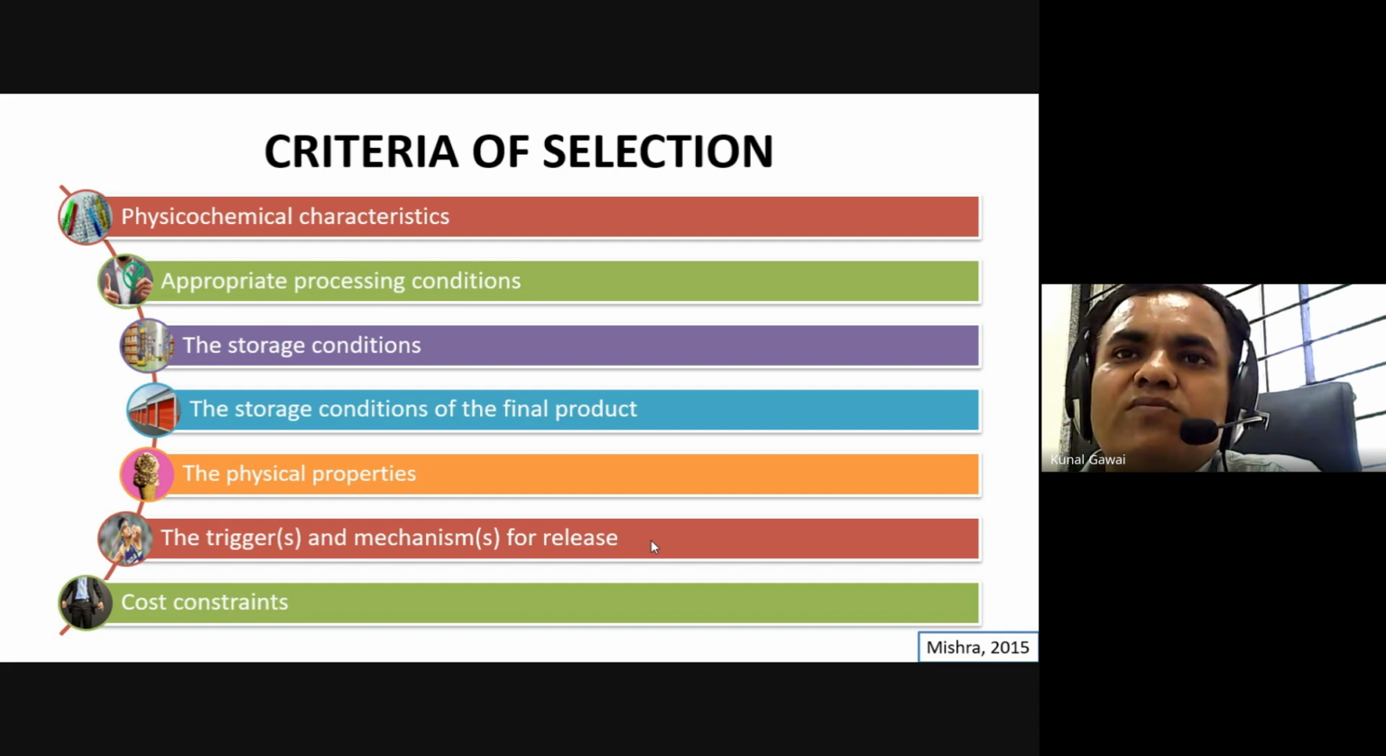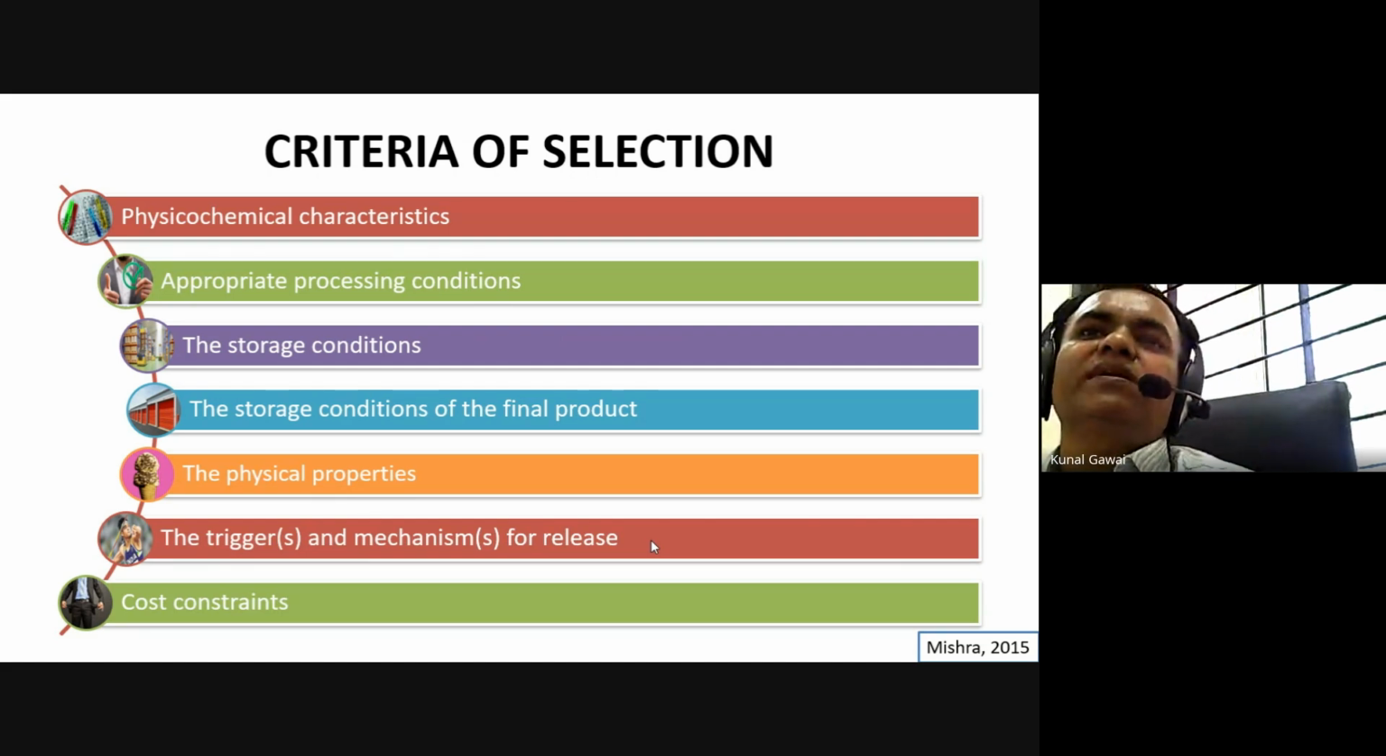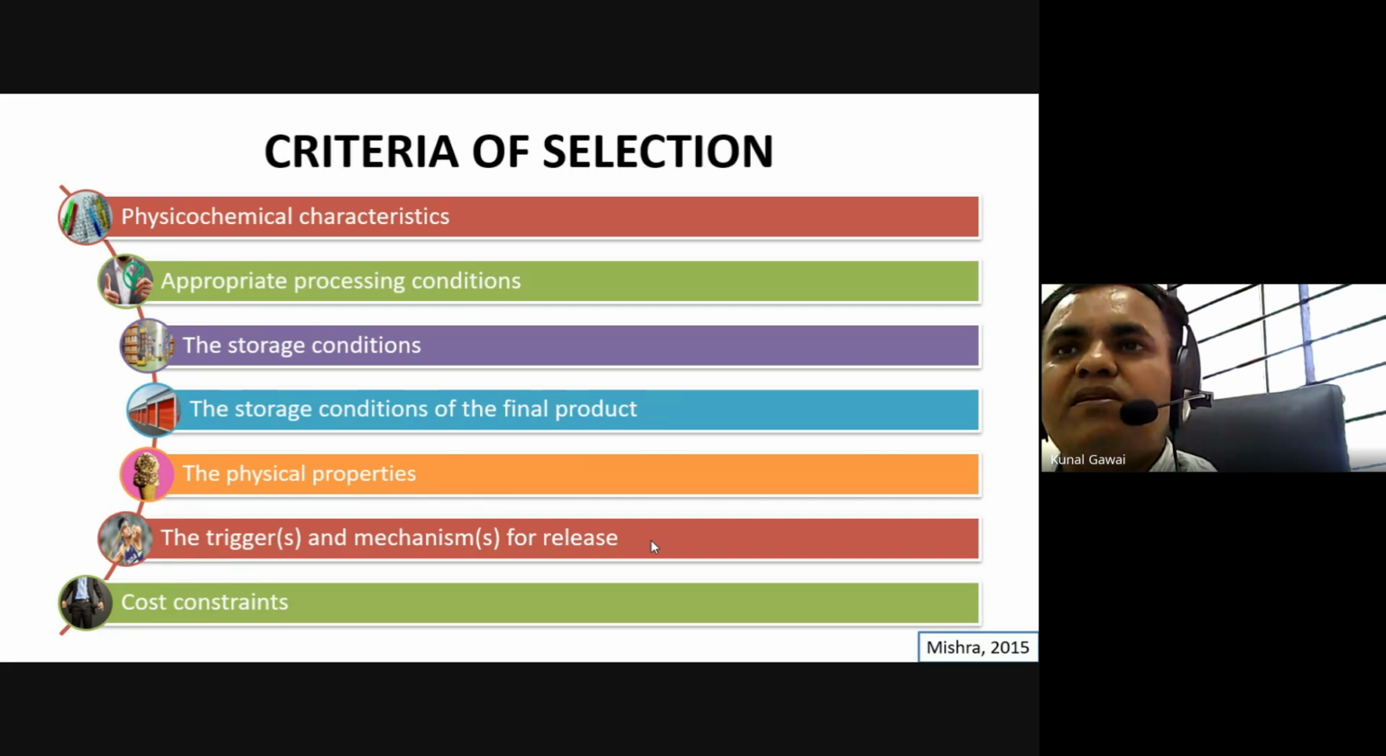Criteria for selection of such material may be based on their physicochemical characteristics, then appropriate processing condition. Suppose the product is processed at higher temperature and the bioactive component is not able to withstand that temperature. In that condition, the appropriate processing condition will decide which bioactive material and which core material we have to choose. Then storage condition, the storage condition of the product, that is also dependent.